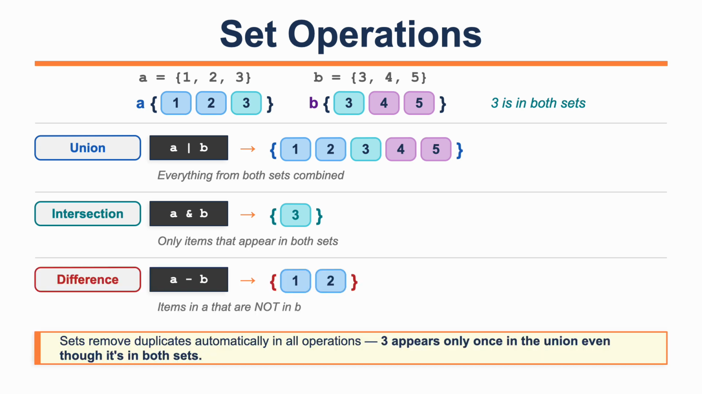The third is difference. You use the minus symbol. This gives you items that are in set A, but not in set B. So 3, 4, and 5 are excluded because they belong to B. What remains is just 1 and 2. Sets handle duplicates automatically in every operation. You never have to clean them up yourself.